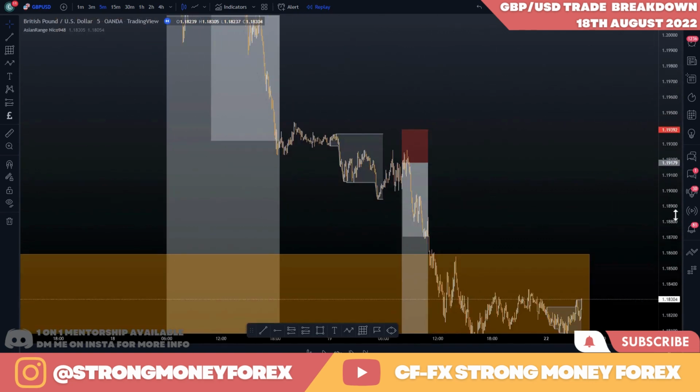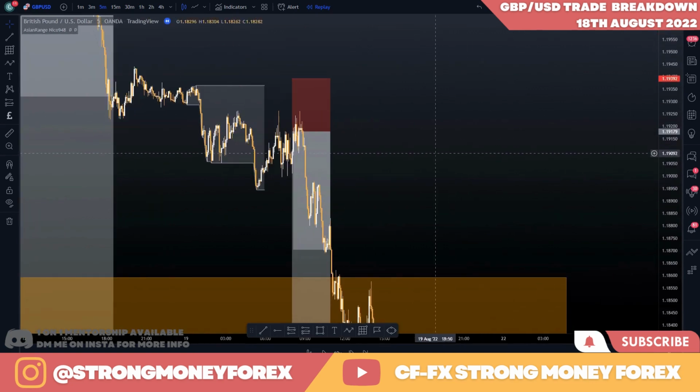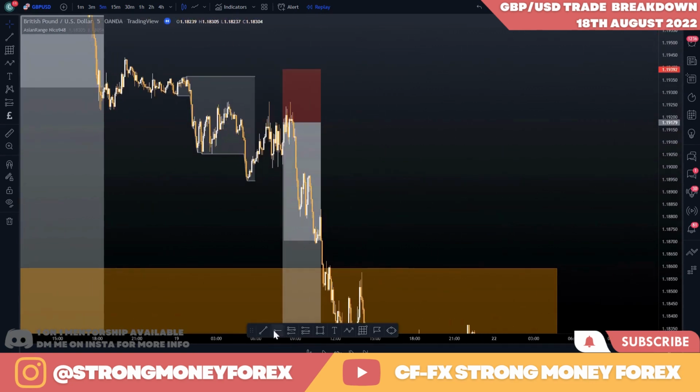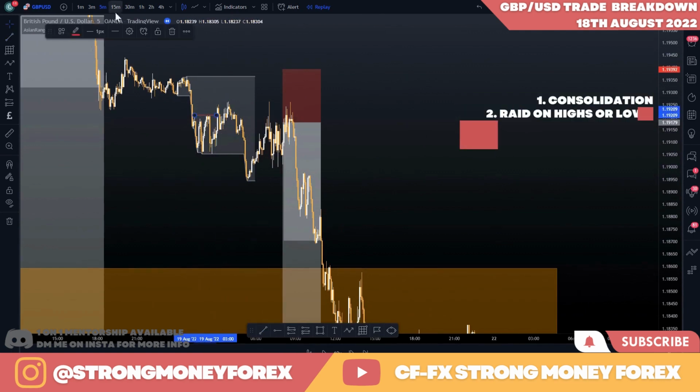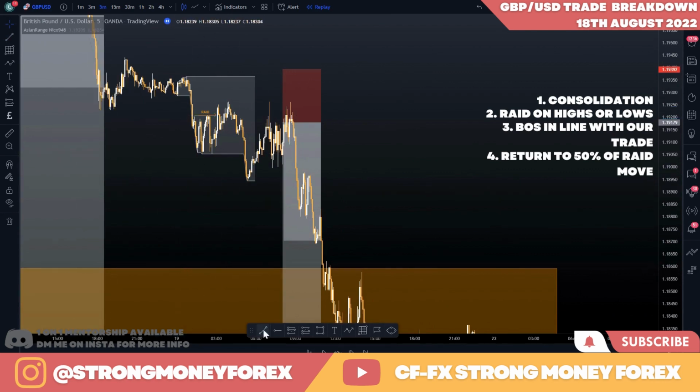Okay, now down here, we've had exactly the same thing, and again, these things repeat themselves over and over. Now, I did this one slightly differently. I'll explain to you why. Let me draw it out first. Raid on the highs first. That's the first thing we're looking for. In a downtrend, we're looking for a raid on the highs.